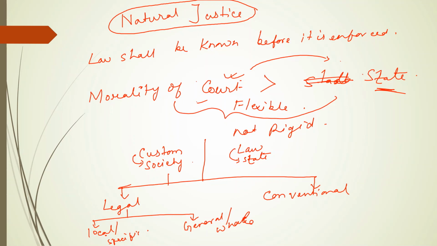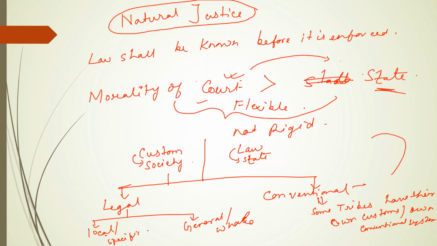And conventional means some tribes are there. They have their own customs, or their own conventional system. So conventional is like that. Whoever is there in a society, not everyone follows one system, but some tribes specifically follow only that system. That type of custom is known as conventional. Got it? And for general and whole, usually everyone follows it, so there should be no conflict. So this is the distribution, or you can say the types of custom.